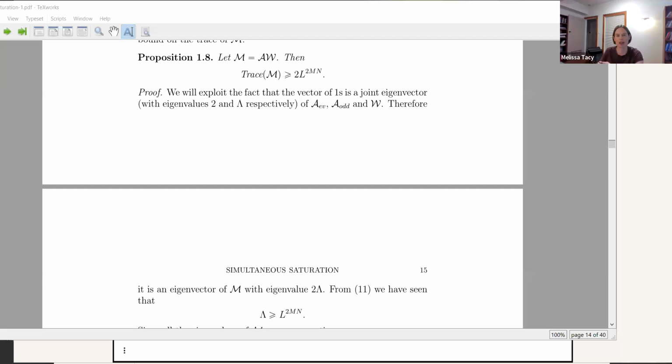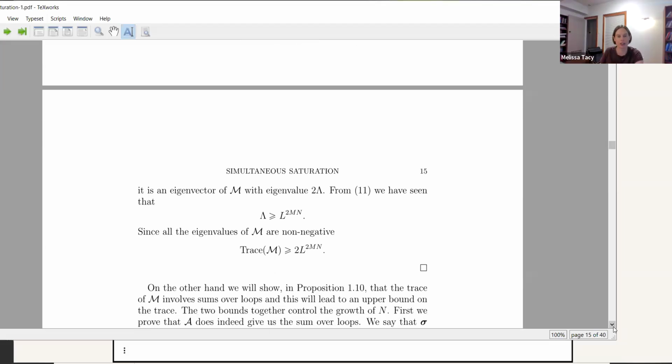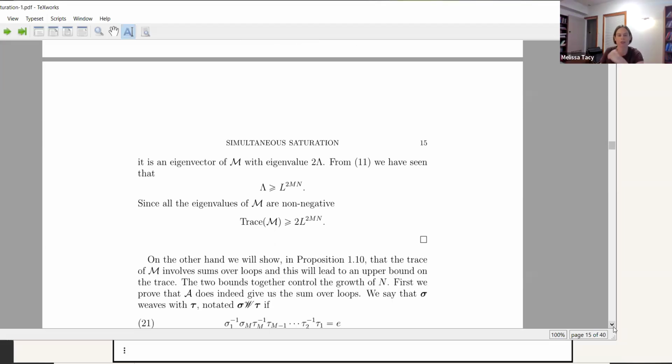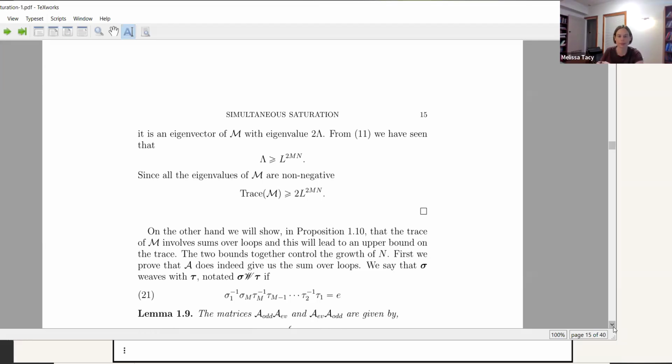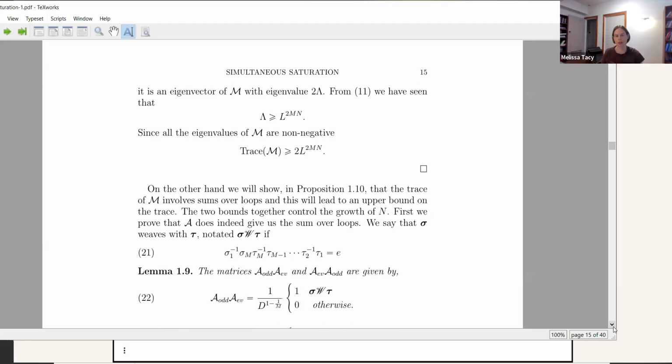We have joint eigenvectors, so we have eigenvalues for A and W that can be used together. And therefore, I can just find a lower bound for the trace using the positive definite assumption. So now I want to look at the loops and get an upper bound for the trace. And my simultaneous saturation result will be given by linking the bound to the lower bound that I got from the eigenvalue.